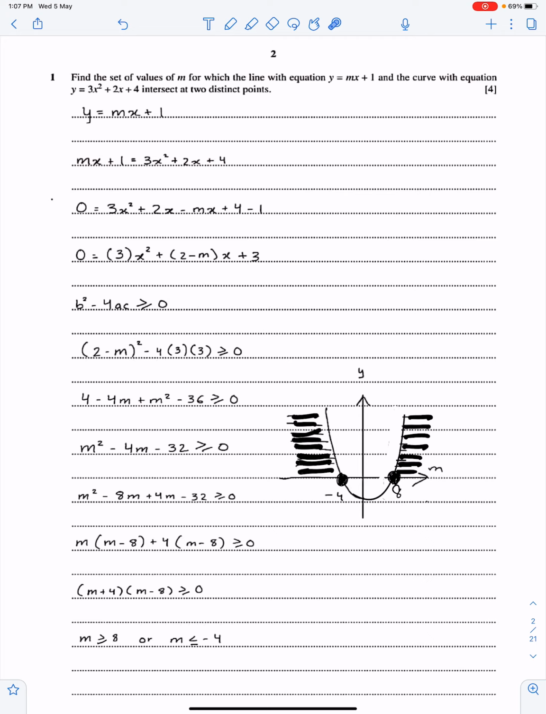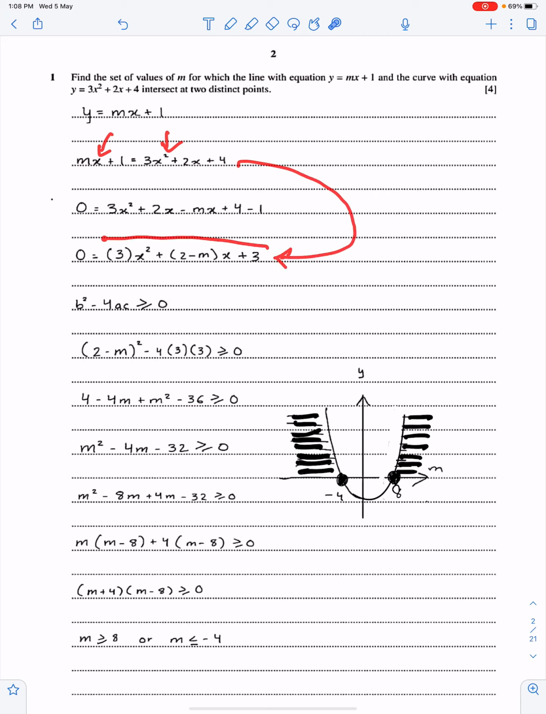Question number 1, find the set of values of m for which this line and this curve intersect at 2 distinct points. Well, 2 distinct points means b square minus 4ac greater or equal to 0. Number 1, we need to equate these two y's to get the quadratic equation. Here we equated both the y's and we got this equation.